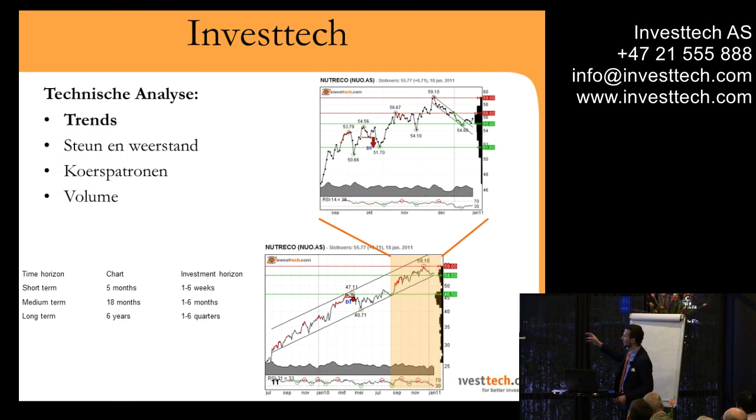This is an example of the medium-term chart below and the short-term chart higher. We often get feelings about our investment, especially in the short term, so it's important to also look at the medium or longer-term perspective. Our short-term perspective is a chart of 5 months, and it gives an investment horizon of 1 to 6 weeks. The medium-term chart is a chart of 18 months, 1.5 years, and it gives an investment horizon of 1 to 6 months. And the long-term chart is a chart of 6 years, and it gives an indication for the stock or the market of 1 to 6 quarters.